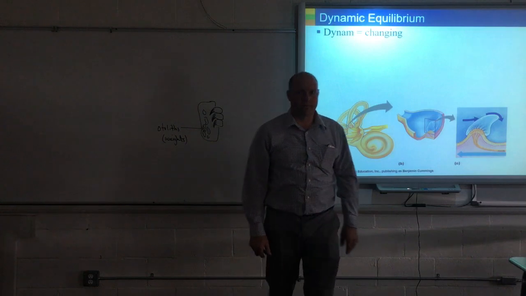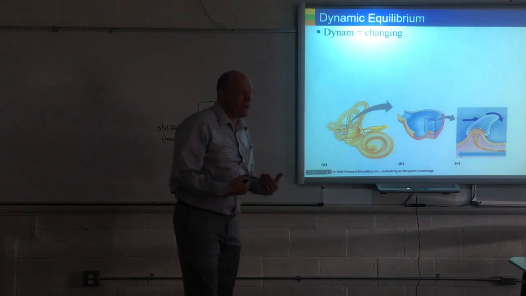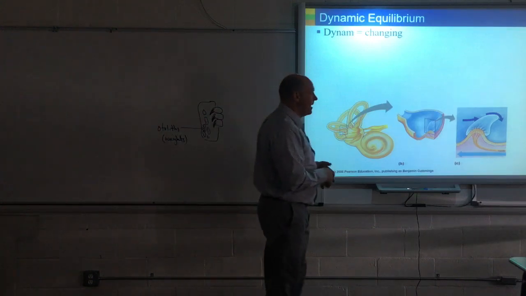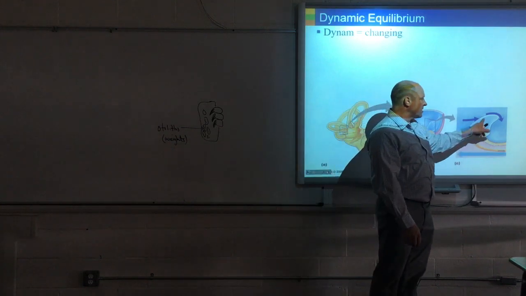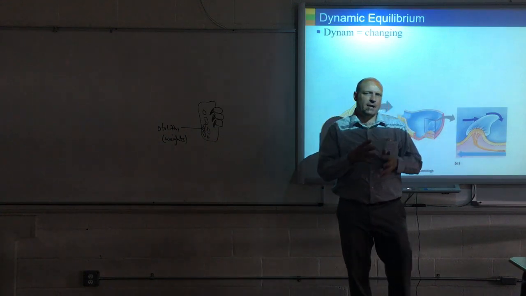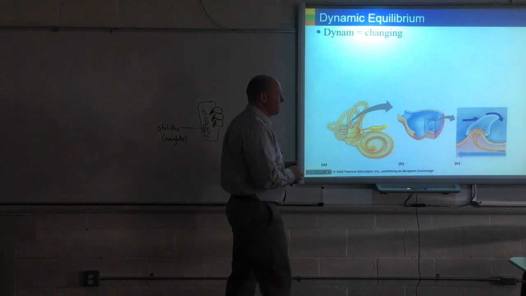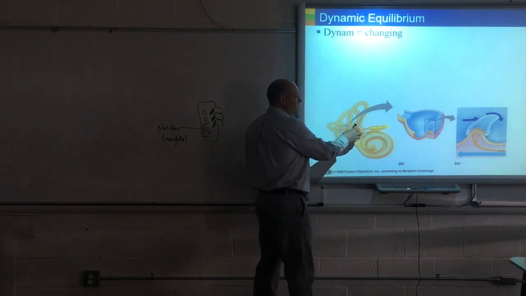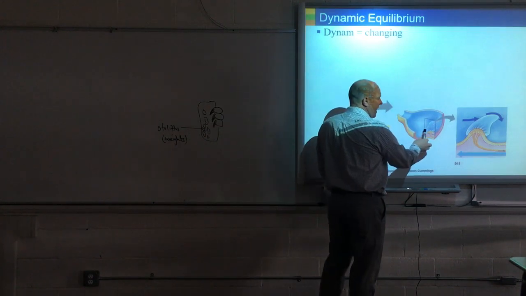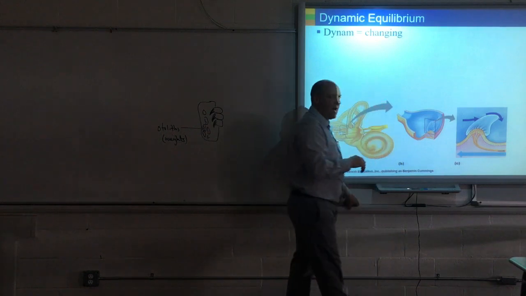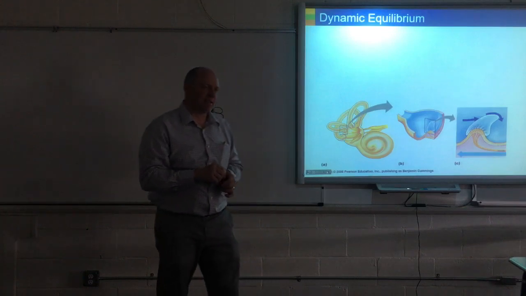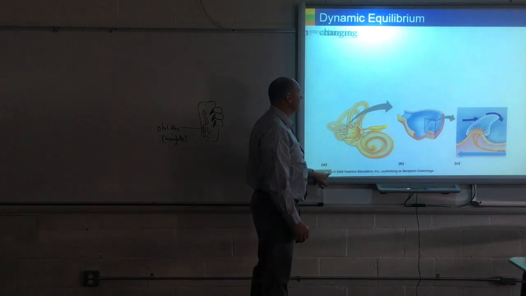Let's talk about dynamic equilibrium for a second. The root dynam means changing. So this is equilibrium, this changing. This is your equilibrium of motion. Again, we have this semi-solid gel that the hair cells are embedded in. Now this is a little bit different. At the base of each semicircular canal, you have this gel that is able to be tweaked, and that tells me, that's how I tell I'm in motion. I'll explain that a little bit more here in a second.